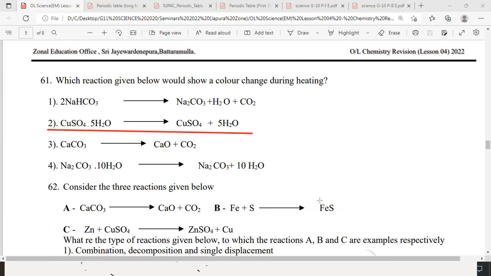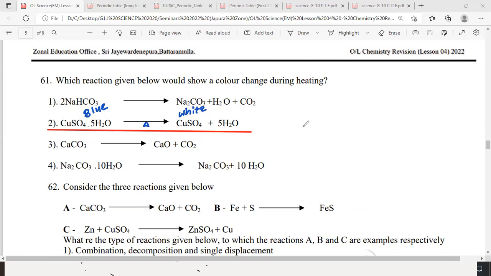The answer is second. Please write it, everyone. The color change: hydrated copper sulfate, which is what you use in the laboratory, is, sorry, not white, blue. Blue colored crystals. Hydrated copper sulfate is blue. On heating, it will turn into white. So there will be a color change.